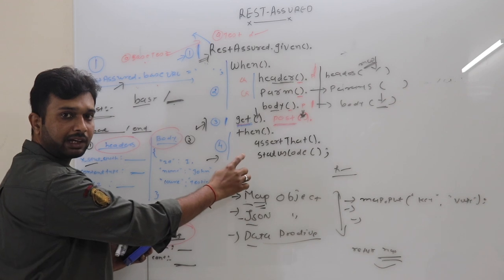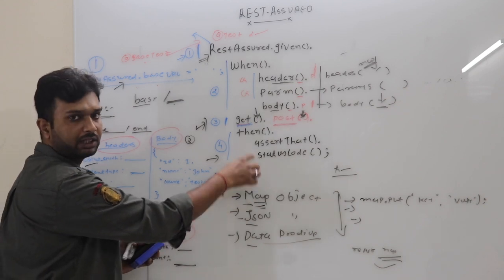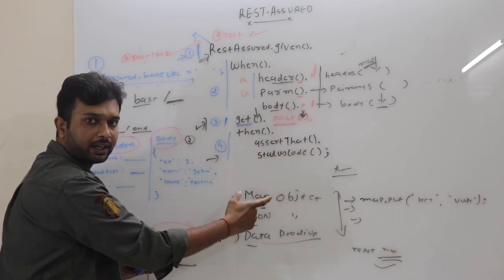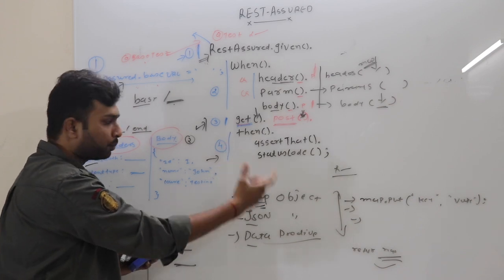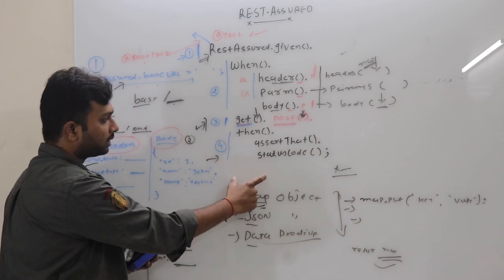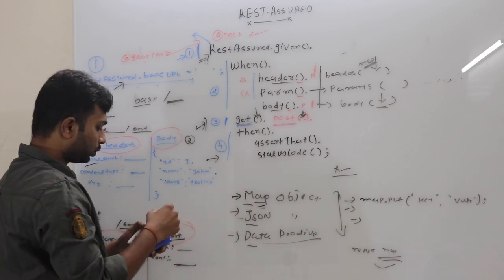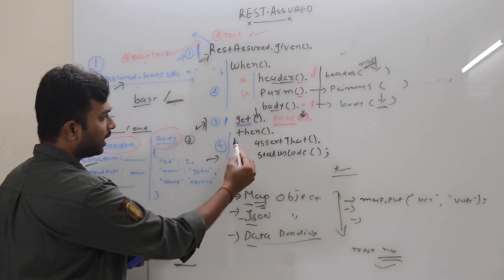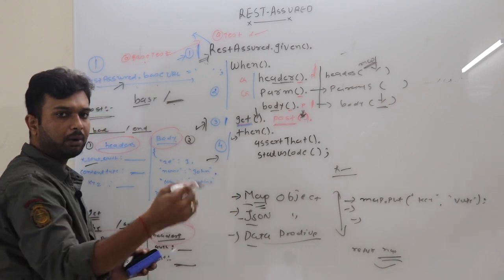So what are we doing? We are asserting the status code, we are asserting headers, and we can assert the response body. Whatever value we need to assert, we can write here. For this part there will be multiple syntaxes.